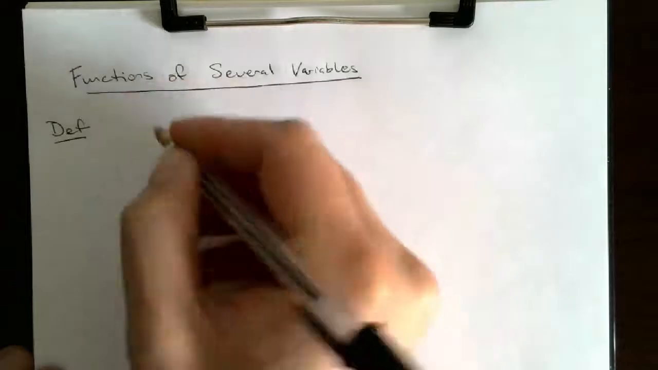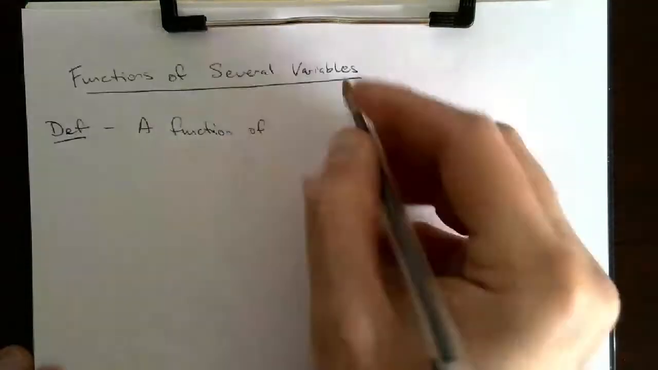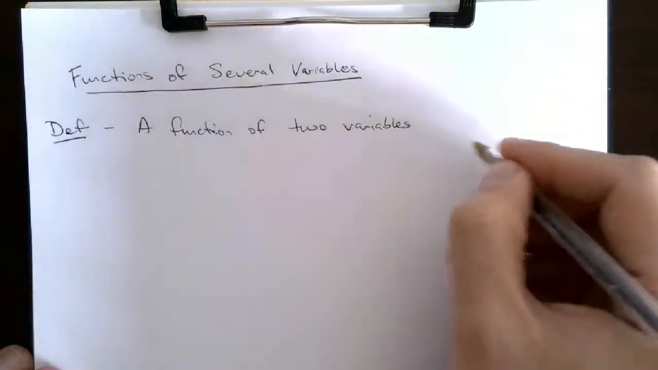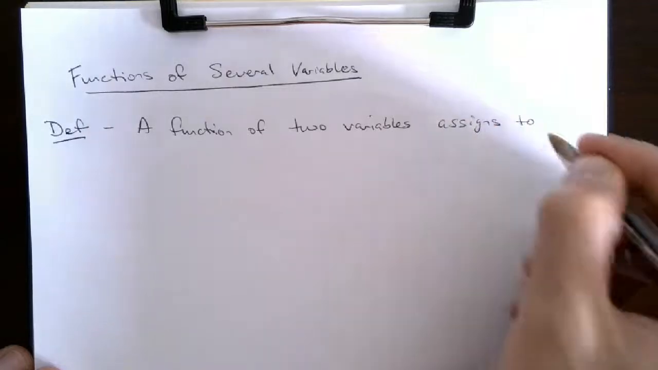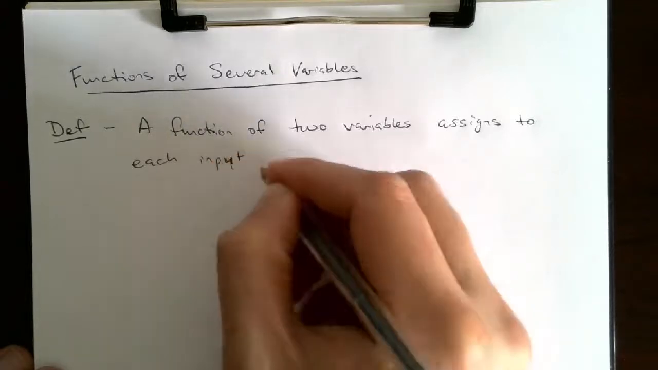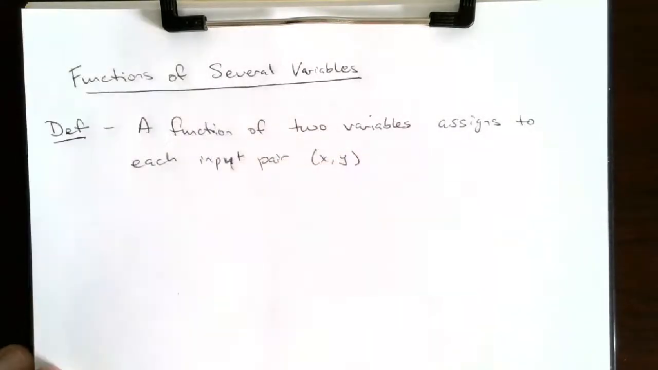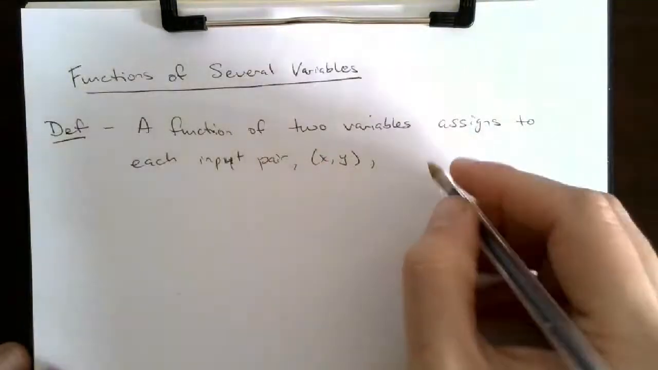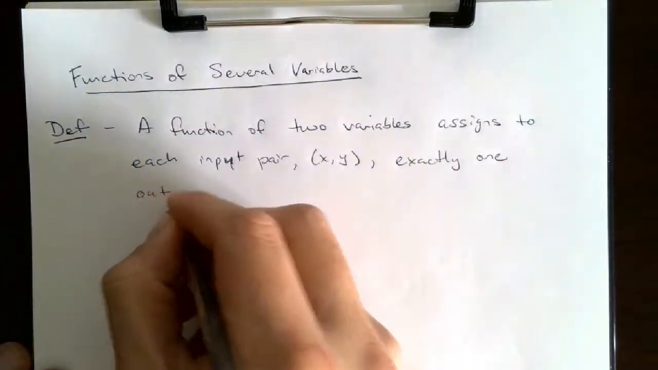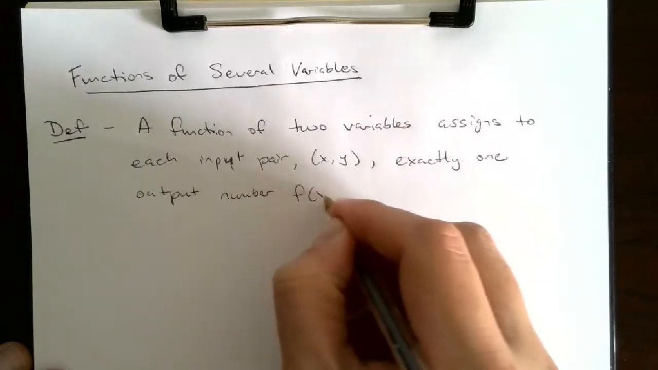So for this definition, we'll say a function of two variables assigns to each input pair, which I'll say x comma y, ordered pair, exactly one output number, which I'll call f of x, y.